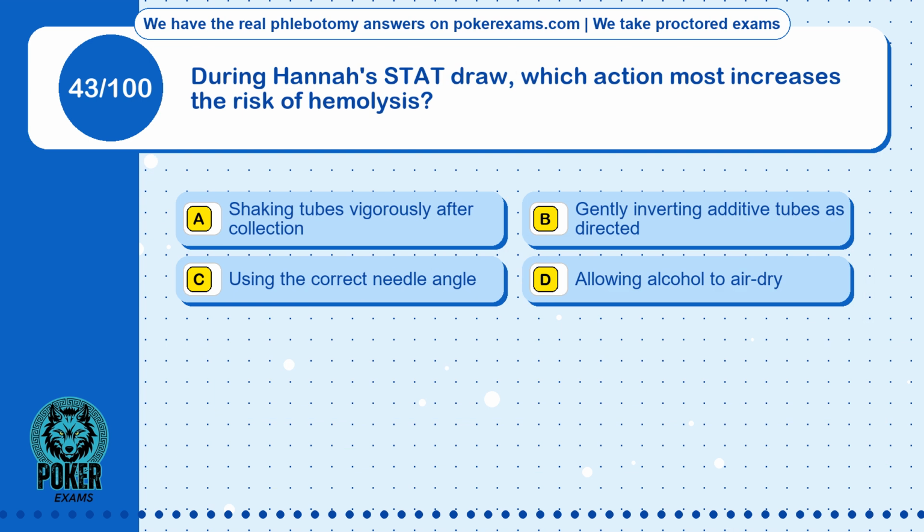Question 43. During a hands-on draw, which action most increases the risk of hemolysis? Option A, shaking tubes vigorously after collection. Option B, gently inverting additive tubes as directed. Option C, using the correct needle angle. Option D, allowing alcohol to air dry.